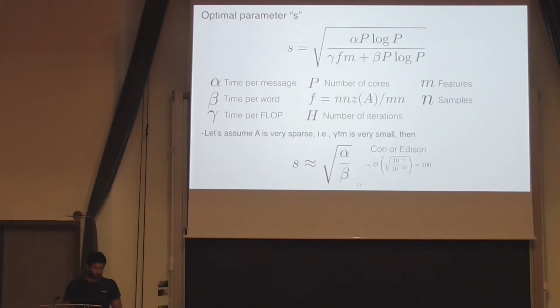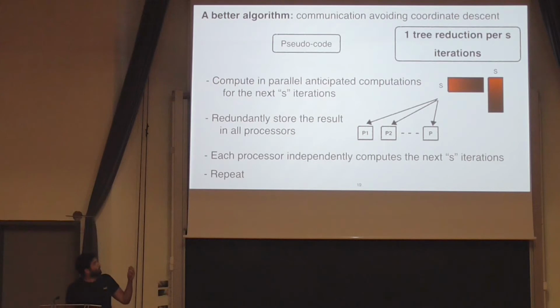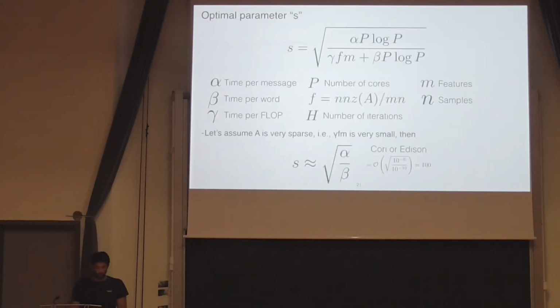So if you are wondering what the optimal parameter s is, one can minimize, for example, the previous formula with respect to s, and what you get is a closed form solution, which is shown at the top. Let me simplify this a little bit.